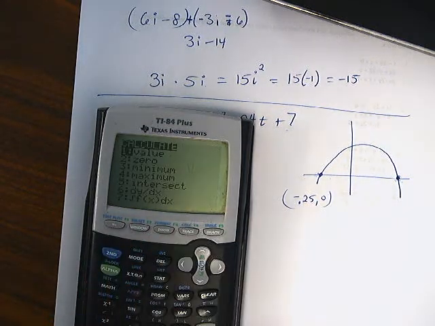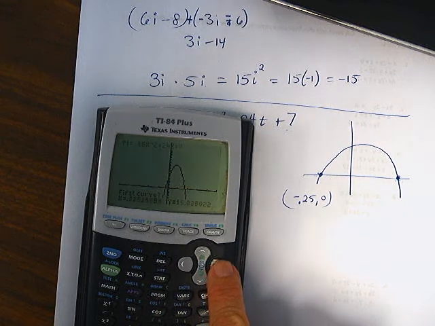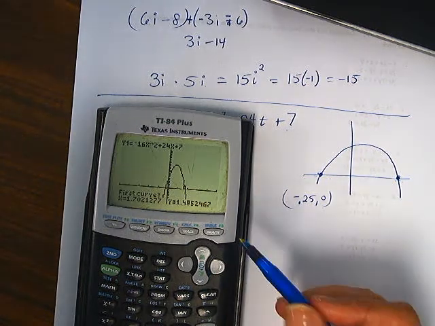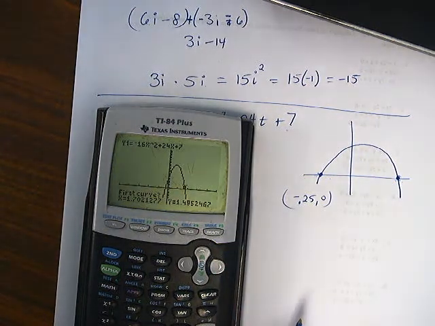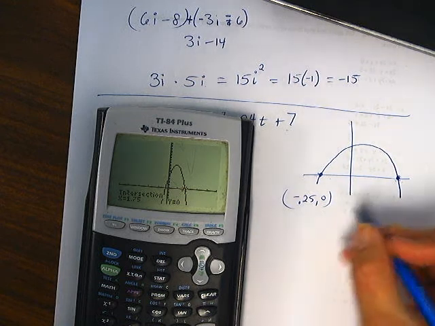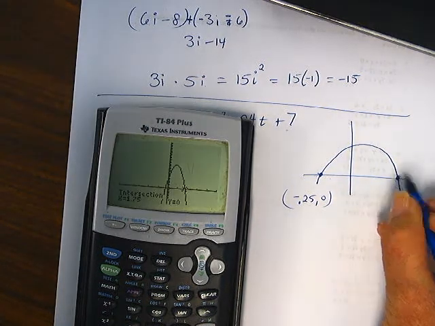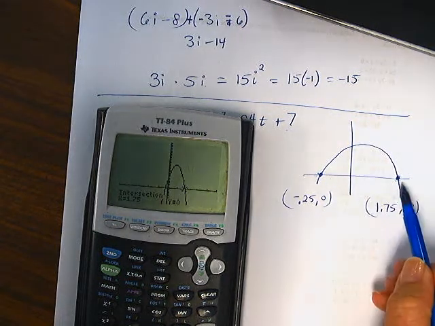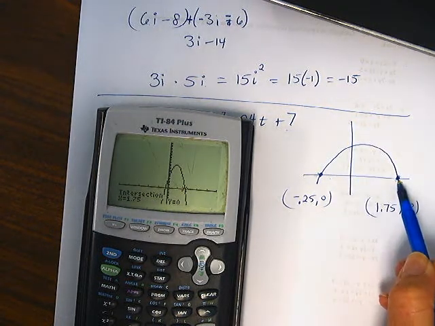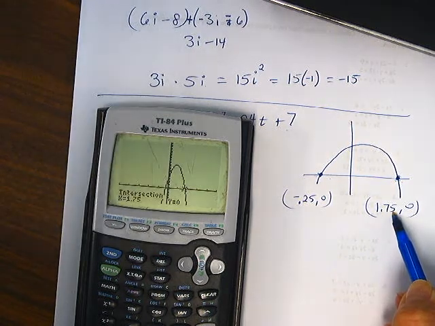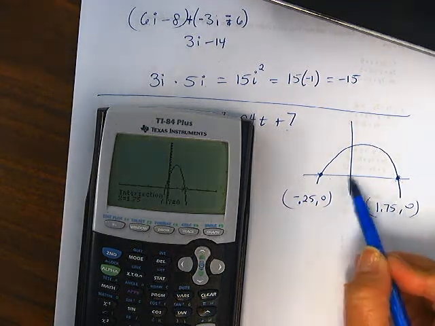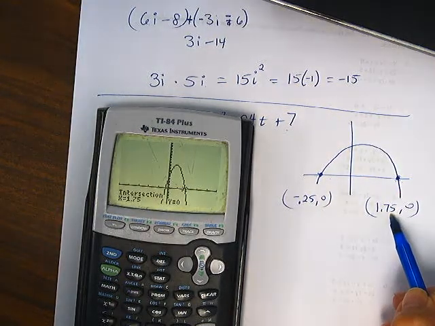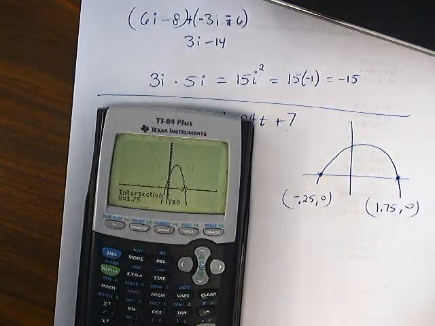So go to second trace, option 5, and with your right arrow key, move your cursor closer to that point. And let's press enter 3 times. 1, 2, 3. So this point, the second intersection point, is at 1.75 and 0. So that tells us the ball hits the ground at 1.75. And remember, our x value here is representing time. So the ball hits the ground at 1.75 seconds after whoever shot the basket.